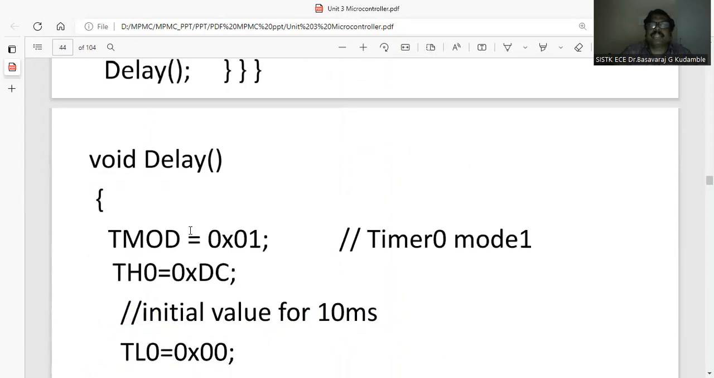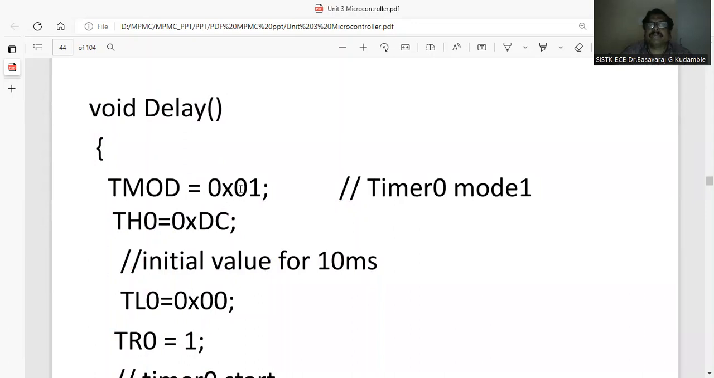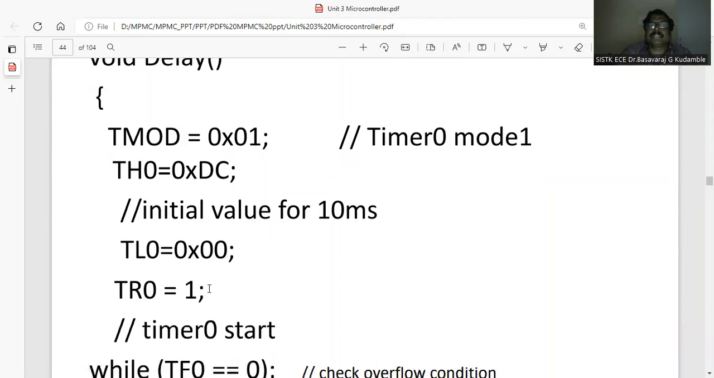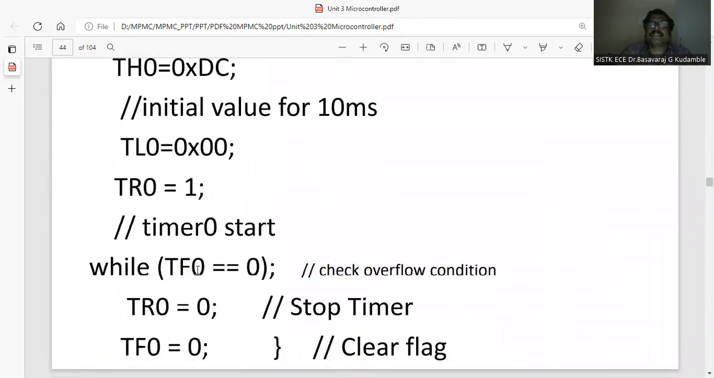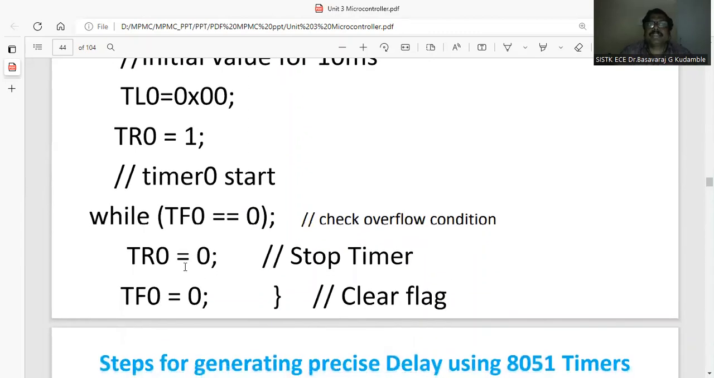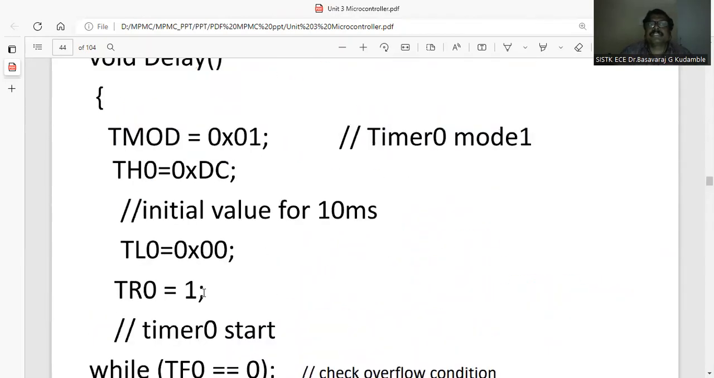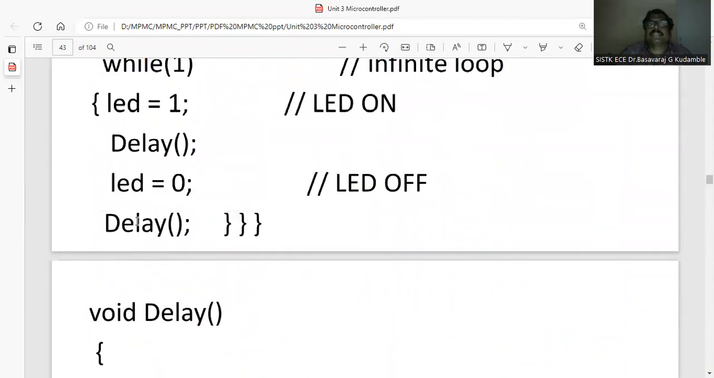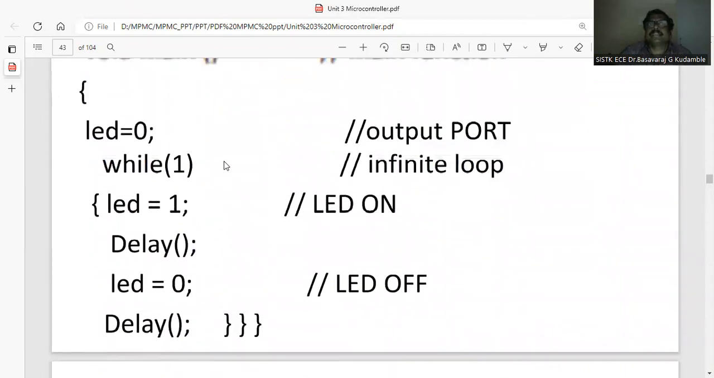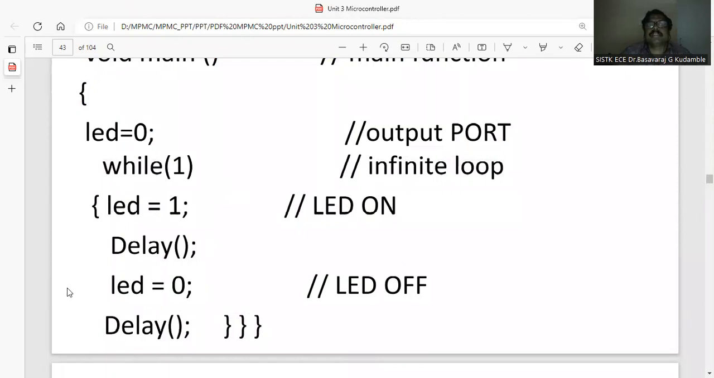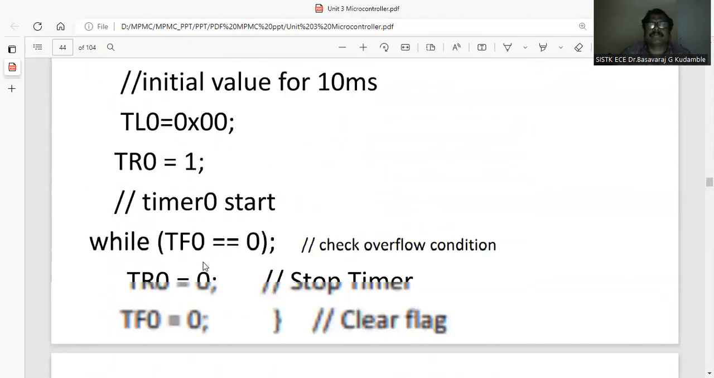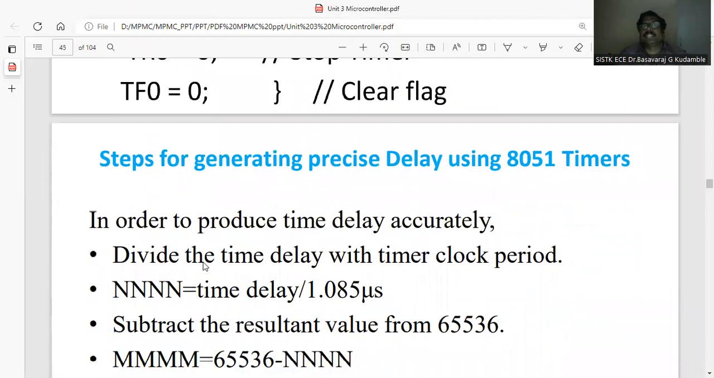So for the delay here, the main aim is that the delay is generated by using a timer. Timer 0 in mode 1. Then we are loading TH0 and TL0. Then start the timer. Then you have to wait till TF0 becomes 1. If TF0 is 0, hold here only. Whenever it becomes 1, then clear TR0 and TF0. So like this the 10 millisecond delay is going to be generated. For every 10 millisecond, your LED is going to toggle. Same program, you use the LED.